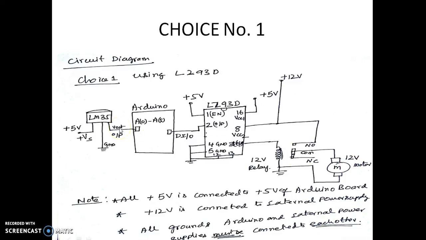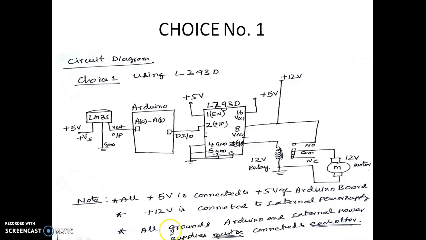Once the temperature exceeds 40 degrees, this gives a 1, which makes the current flow through this, which will make this get connected to this. Once it is connected to this, 12 volts will go through this motor and it will be turned on. So as you can see here, all +5 volts are connected to +5 of the Arduino board, whereas +12 is connected to an external power supply.